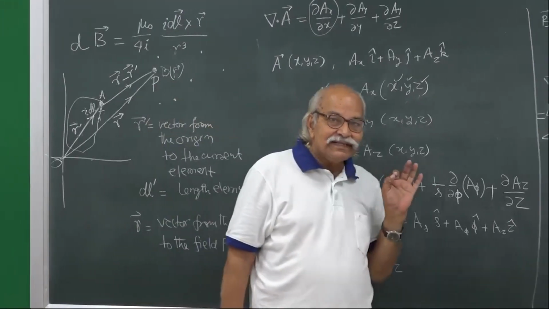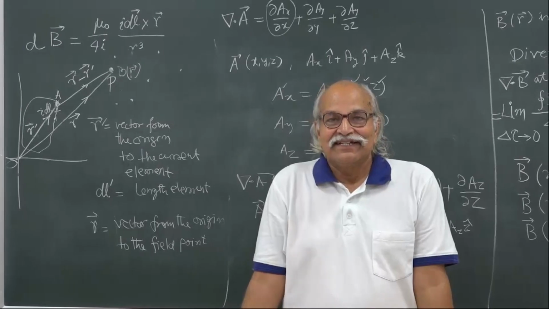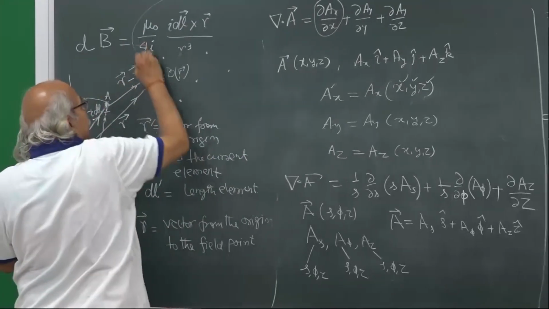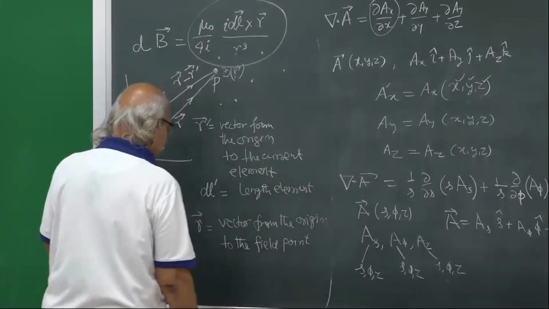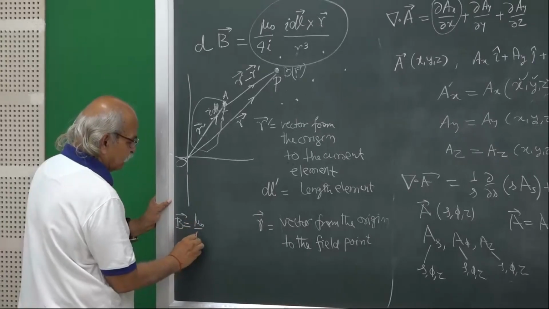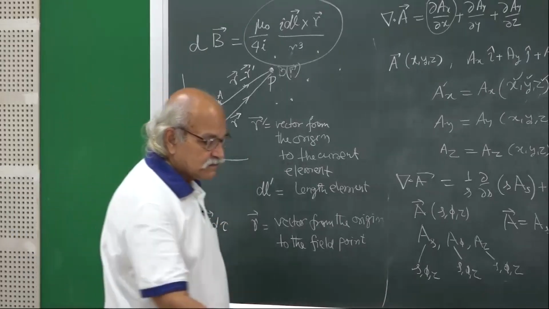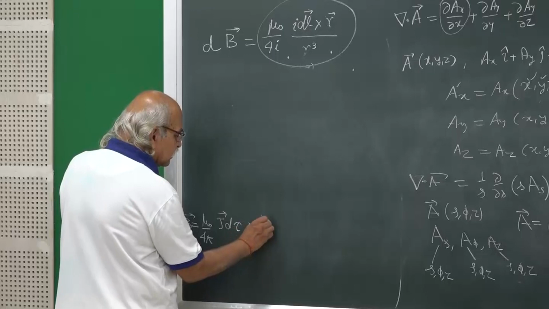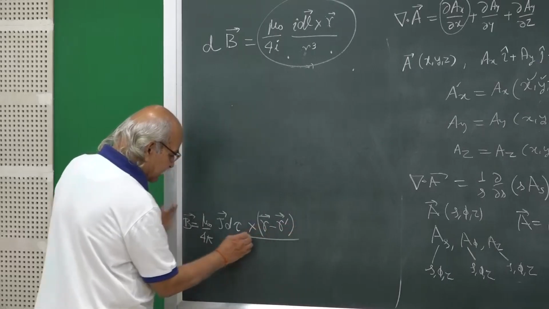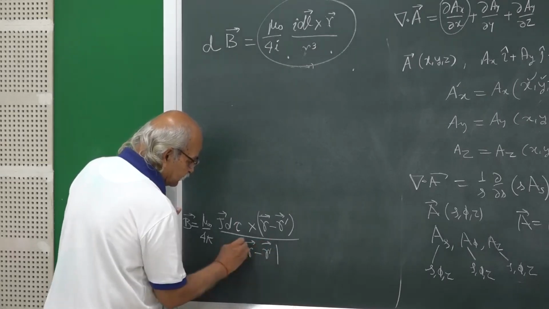Now the most interesting thing is that if you use this expression, or the corresponding expression which we wrote earlier, B is equal to mu naught over 4 pi, then J d tau, this is the most general kind of current element, cross r vector minus r prime vector, and then divided by mod of r vector minus r prime vector cubed.